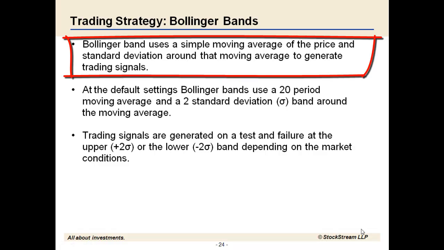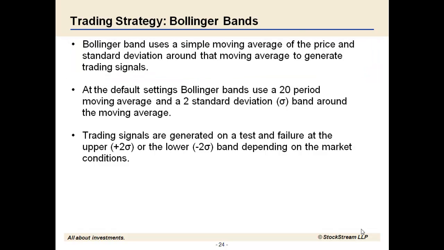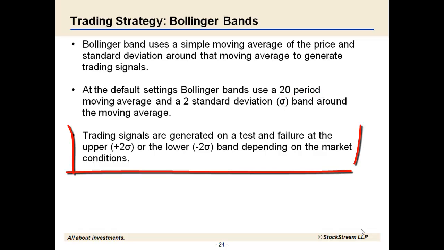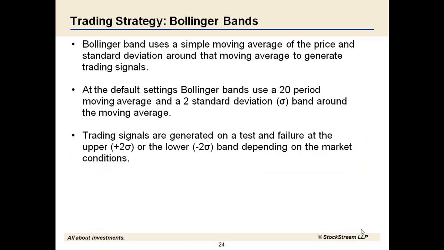Bollinger Bands are formed by using a simple moving average and drawing a plus or minus 2 standard deviations around it. The standard deviation curves around the actual prices are called the Bollinger Bands. The 20-period moving average is the default setting used to calculate Bollinger Bands. The trading strategy for this indicator involves selling the test of the upper Bollinger Band in case of a downtrend, or buying the test of the lower Bollinger Band in case of an uptrend.